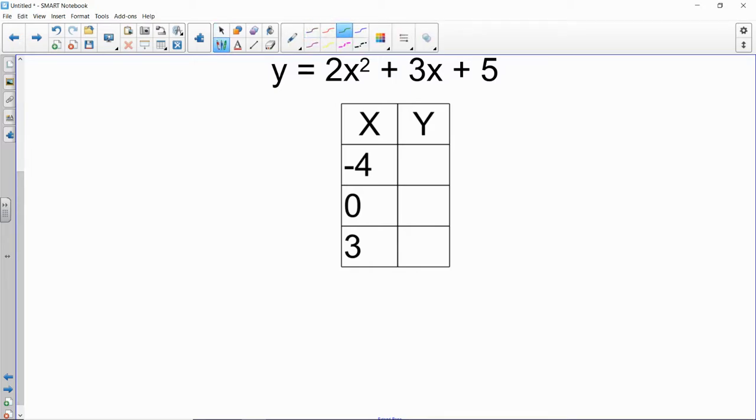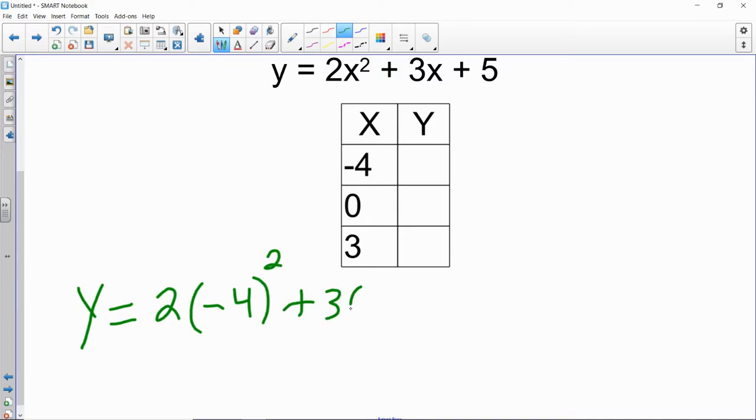So we'll start off with negative 4. And I always like to use parentheses when I'm putting in my numbers that I'm evaluating, as it helps me remember my order of operations. So wherever I see an x, I'm putting in negative 4, because that is the x value I am working with in this problem.